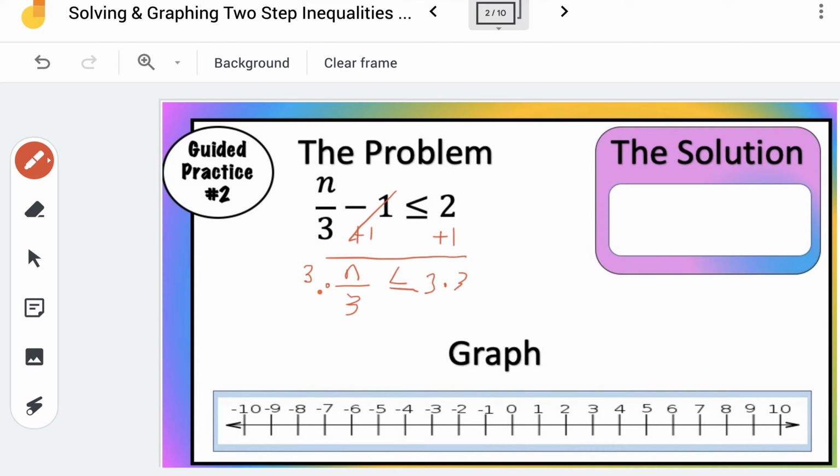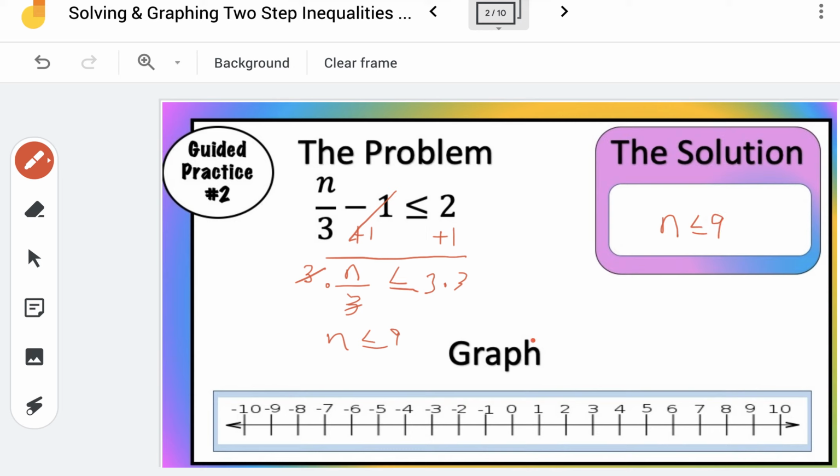And when I do that, these 3's cancel out, and we get an answer of n is less than or equal to, well, 3 times 3 is 9. So that's going to be our solution. So n is less than or equal to 9.